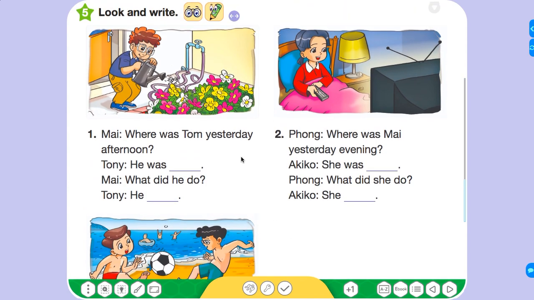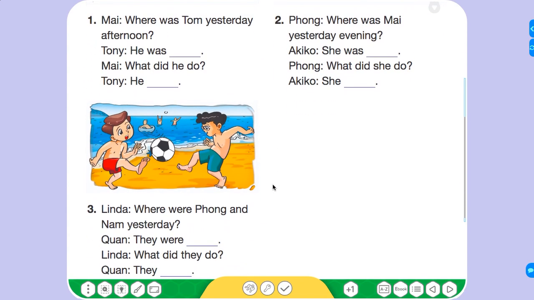All right, number one. Where was Tom yesterday afternoon? He was... And what did he do? Number two, about Mai. Where was Mai yesterday evening? And what did she do? And the last one, where were Fong and Nam yesterday? And what did they do?